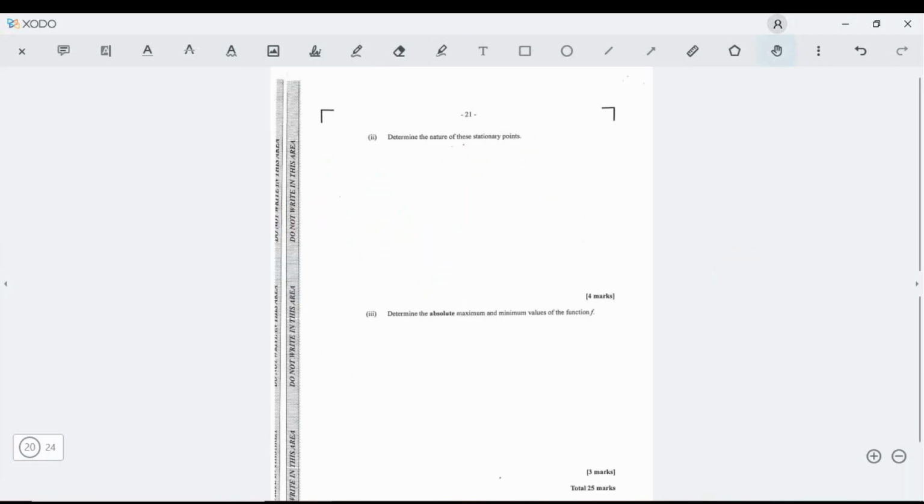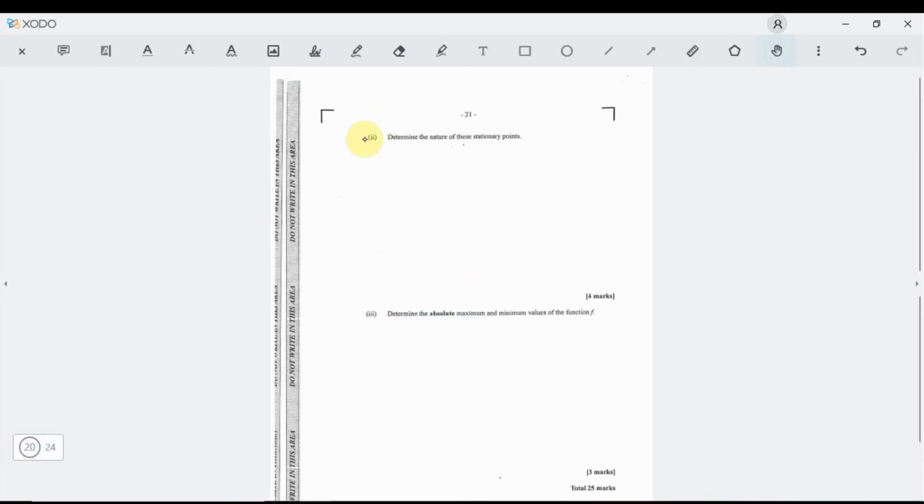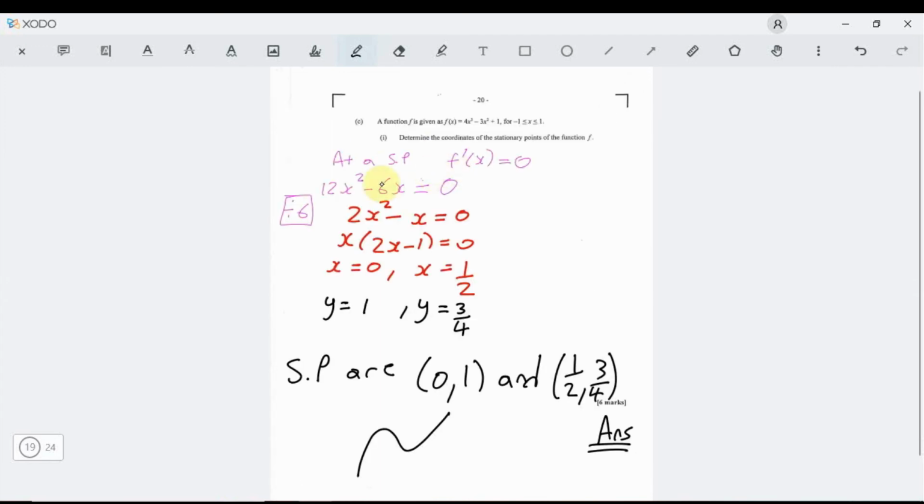Next part, it says determine the nature of each stationary point. Now, for a cubic function like this, we know a cubic function will look like this. So now the lower x value is the maximum stationary point and the bigger x value is the minimum stationary point. But because sketching doesn't work as a proof, you're going to have to do what we call the second derivative test. So f prime prime of x is equal to, differentiate it again, 12x squared minus 6x.